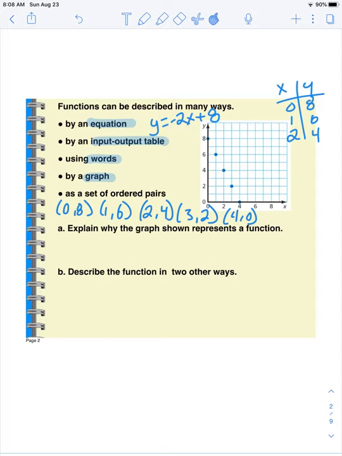Okay, part A, explain why the graph shown represents a function. There is one input for every output. And x does not repeat. Again, if x repeats, it's not a function.